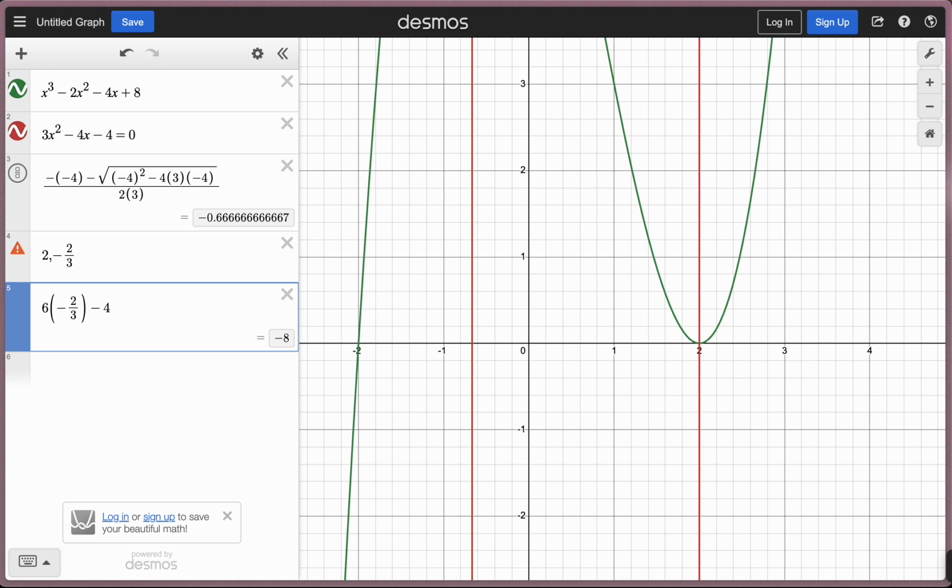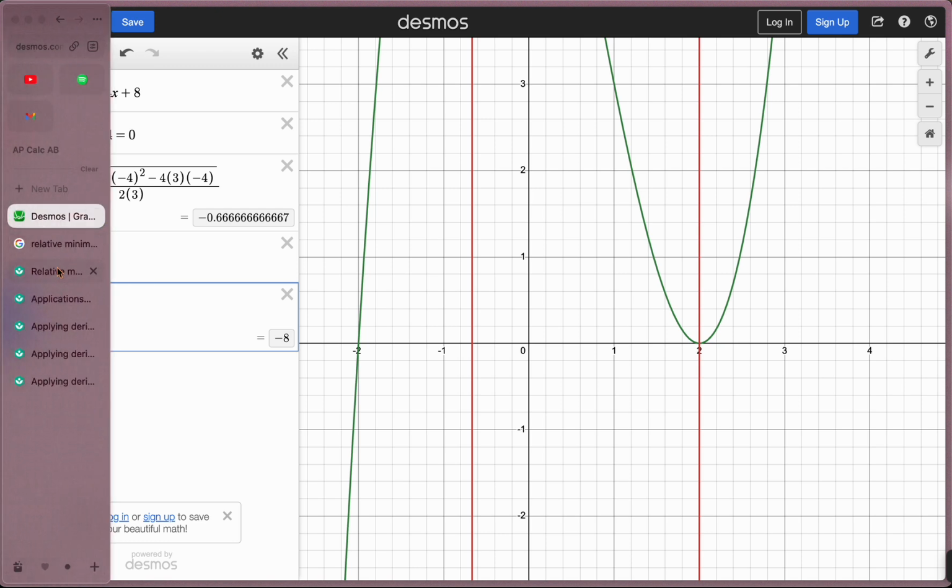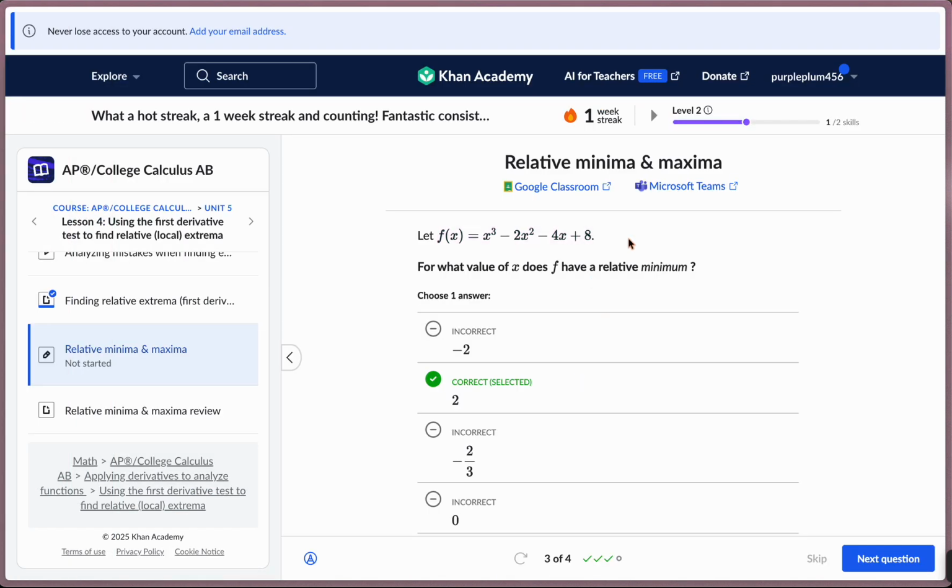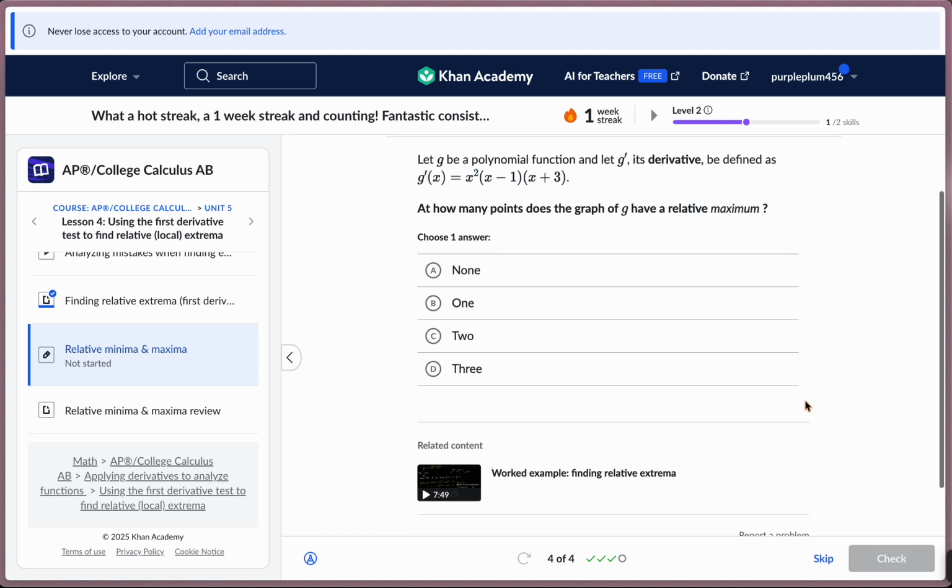Concave down, relative maximum. So, where does the relative minimum occur? Well, it occurs at x equals 2, because since it's concave up, it's a relative minimum. So that's what we get. Next question.